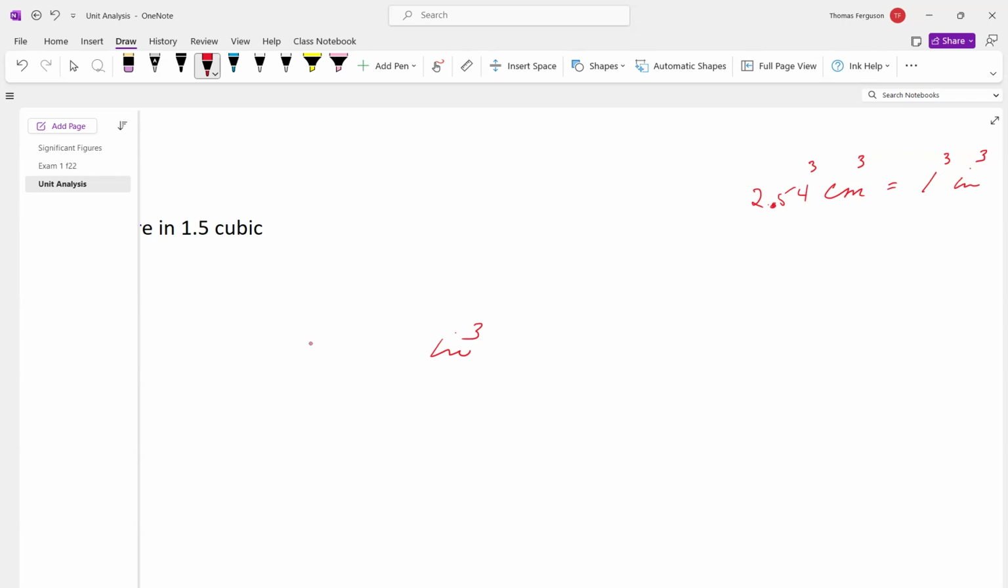Then we need 1,000 meters to a kilometer. And these all need to be cubed because we're talking about cubic. Okay, so those are our conversion factors.